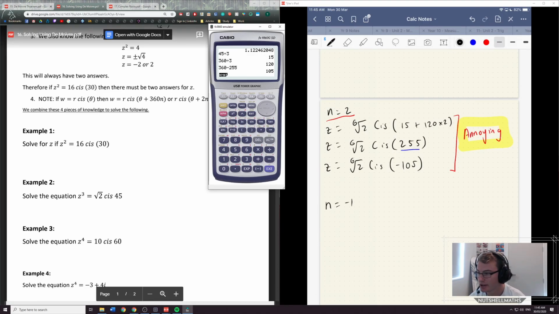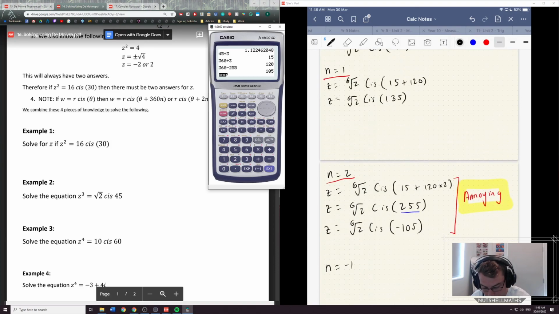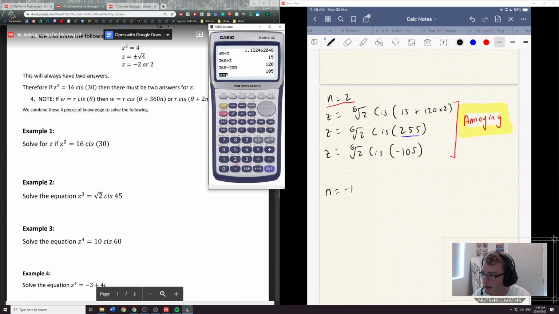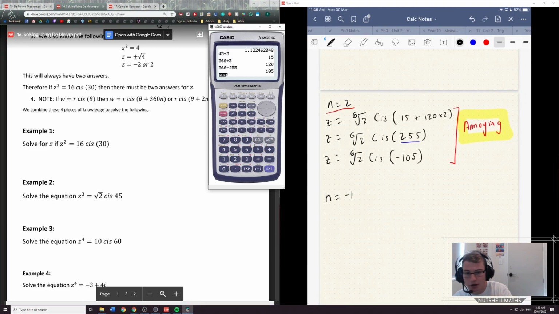I'm going to fill up my drink. You're going to follow through with n equals minus 1 and tell me what you get as an answer. I'll make sure you can see it's 120n. Okay. I'll fill up my drink. Follow through with n equals minus 1, please, and tell me your solution for z.